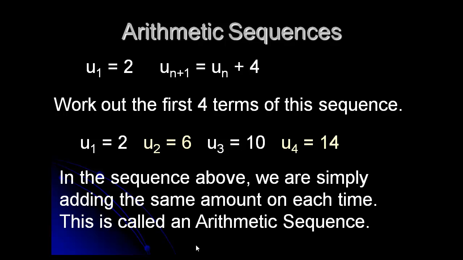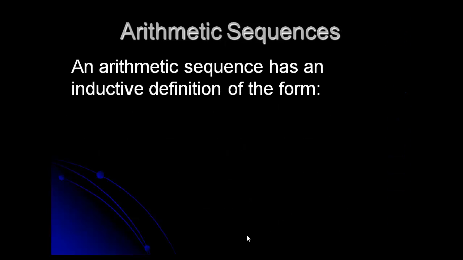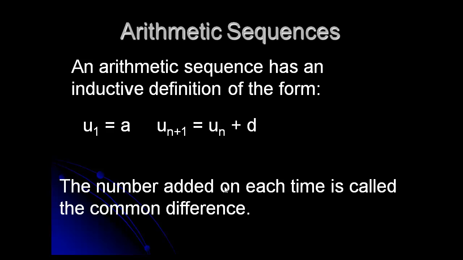This type of sequence is called an arithmetic sequence. An arithmetic sequence is where from one term to the next we are going up by the same amount each time. So we can see there that in this instance we're going up by 4 each time. So by definition, an arithmetic sequence is where to get from one term to the next term you add the same number each time, which we call the common difference.